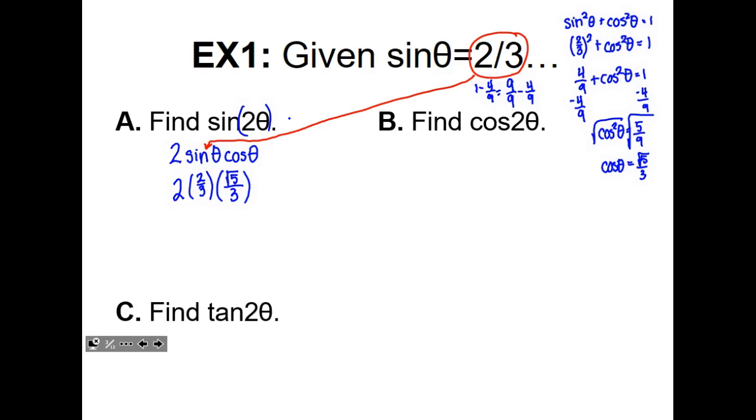And now I just have to multiply that stuff together. So this is 2 over 1. So 2 times 2 times square root of 5. I multiply the things on the outside of the square root together, so that would be the 4. And then nothing else can go with that square root of 5, so it stays there. And then 3 times 3 is 9. So this would be my answer. Okay, questions?